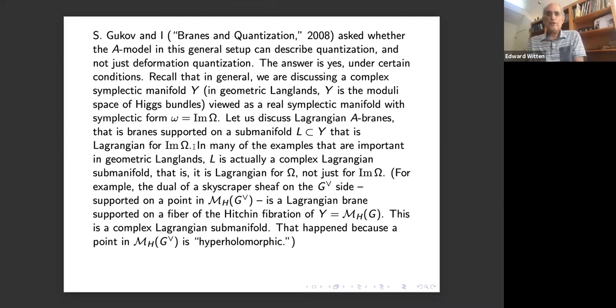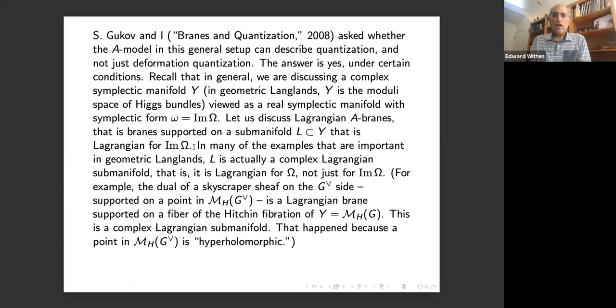For example, take a skyscraper sheaf on the G-dual side, supported at a point in the moduli space. Its dual is a Lagrangian brane supported on a fiber of the Hitchin fibration. That's a complex Lagrangian manifold. That happens because a skyscraper sheaf is holomorphic. In other words, a point is holomorphic in every complex structure. So it corresponds to a hyperholomorphic sheaf.